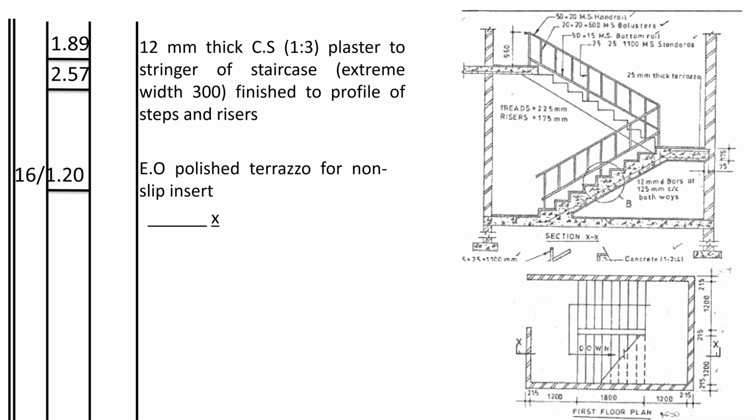Then we shall go to the plaster at this stringer. The plaster here at this stringer, we shall measure in terms of linear meters. We shall take the hypotenuse of the first flight and the hypotenuse of the second flight. Then we shall go to extra over polished terrazzo for non-slip inserts. How many non-slip inserts do we have? They are equal to the number of steps, and the length is equal to the width of the flight.